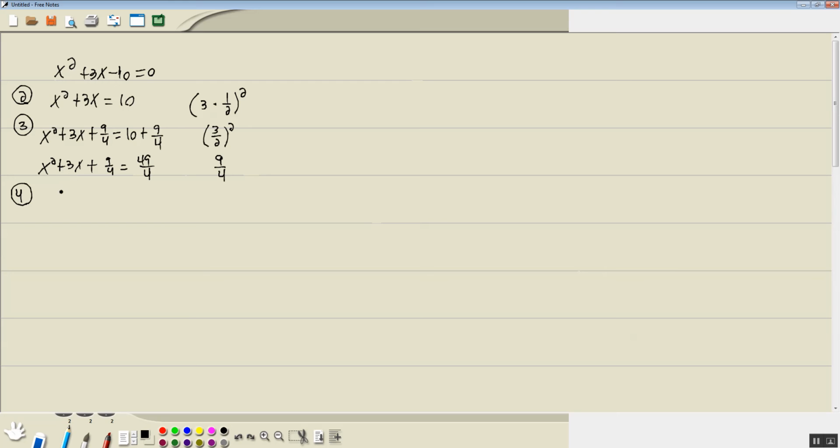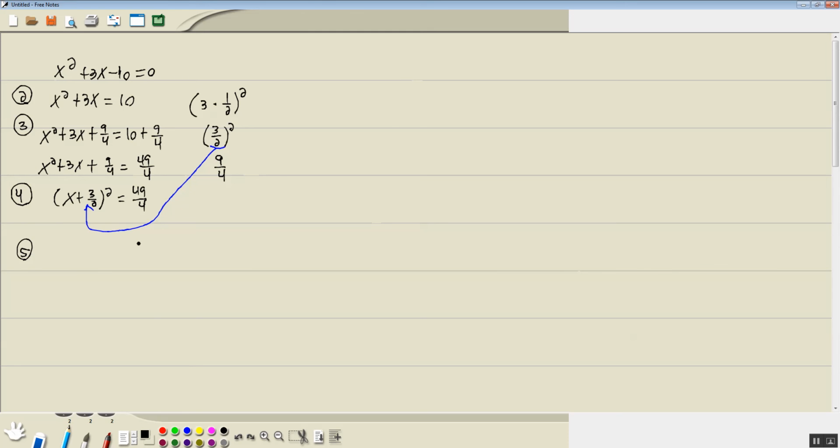Step 4 is to factor the left side. This factors as x plus 3 halves squared. Now there is no factoring involved there at all. Whatever number is right here, sign included, right before you square it, is always what goes right here. It's a positive 3 halves, that's why I put a plus there.